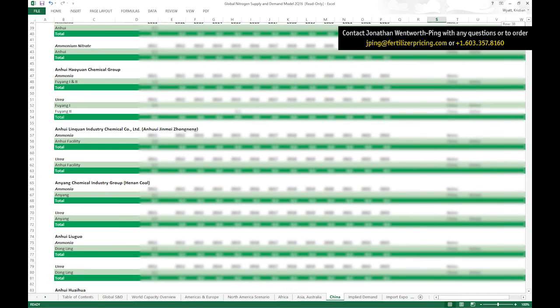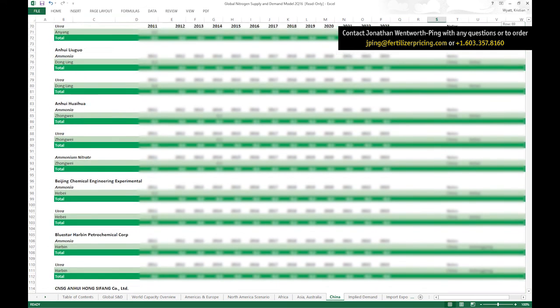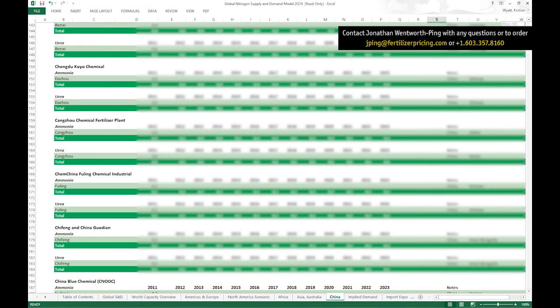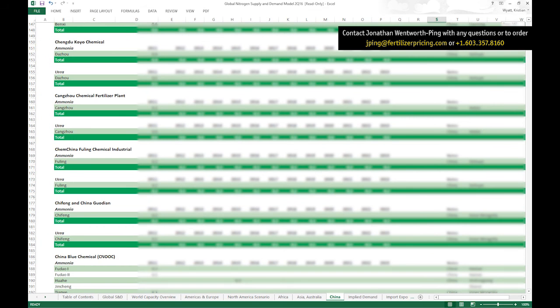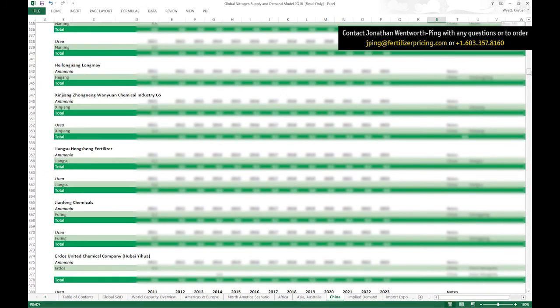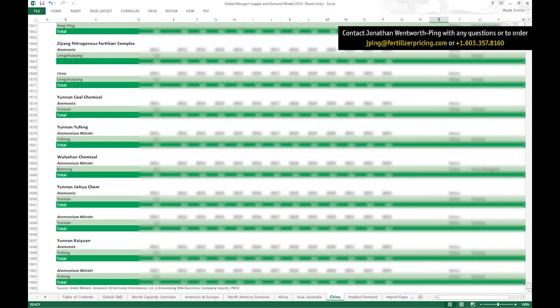China is inherently difficult to get data from, and being as Green Markets as a Bloomberg company with access to some of the largest data reserves in the world, we have outstanding coverage of China. In fact, in this whole spreadsheet, there's 450 producers covered, and I think about 80 of those are in China, as you can see here.